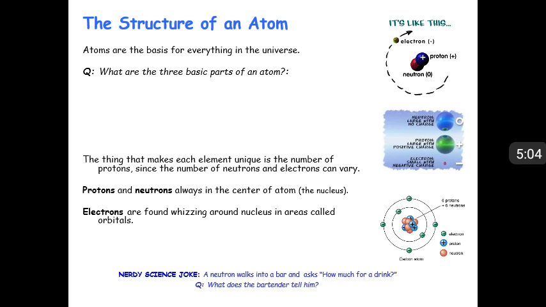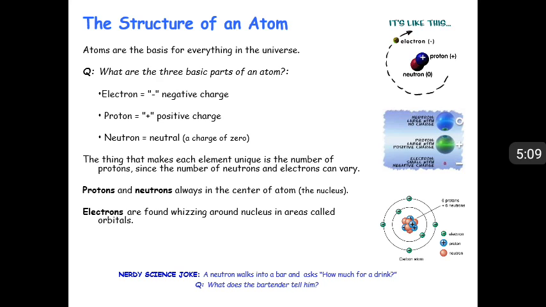So what are the three basic parts of an atom? These are electrons, which are negatively charged, protons, positively charged, and neutrons, which are neutral, with a charge of zero.